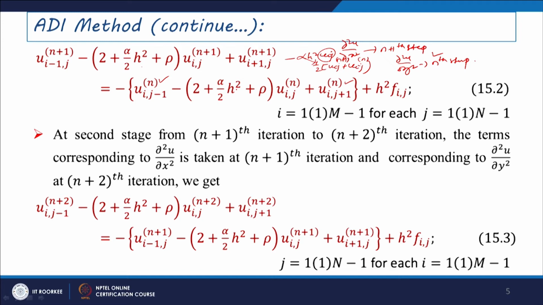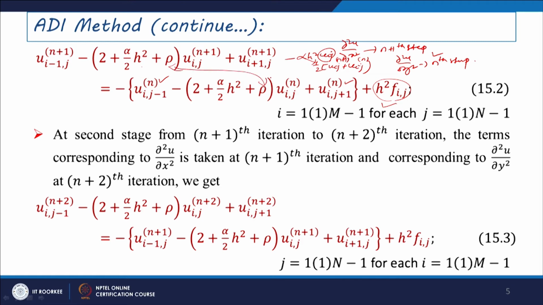And the last factor, if you just see here, is h square f_ij, which is just additive there. But we have also added rho u_ij to the power n plus 1 and rho u_ij to the power n to get it updated from this SOR method there.